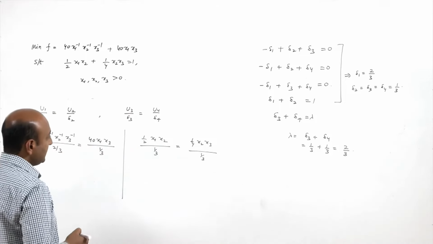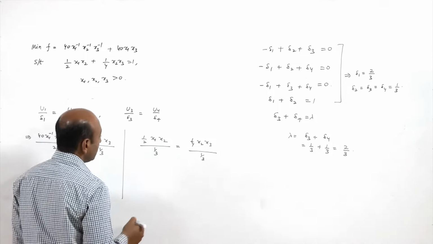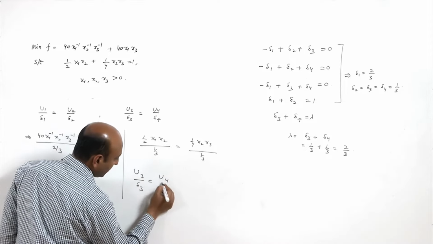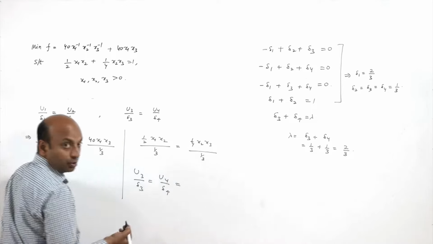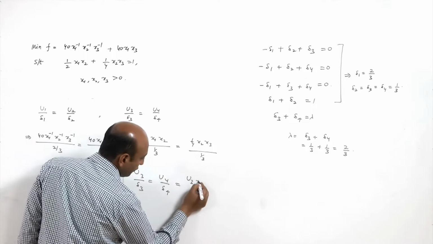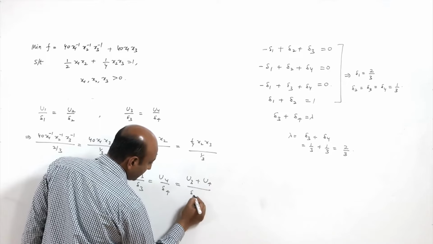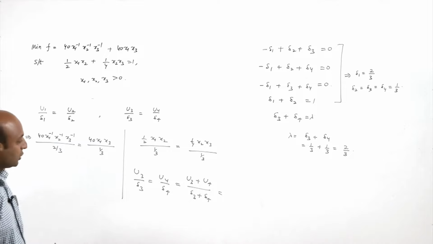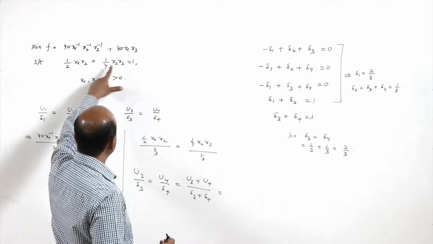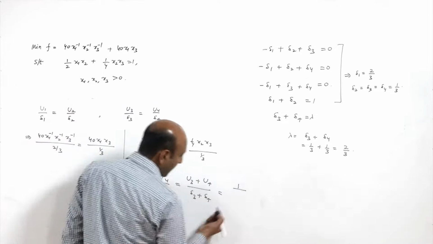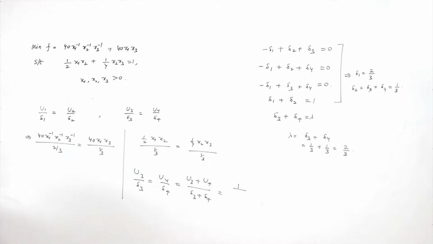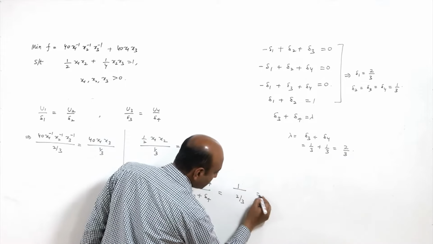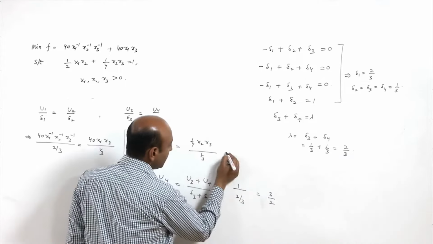Also you can easily see that if you have u3 plus delta 3 is equal to u4 upon delta 4, this is also equal to u3 plus u4 upon delta 3 plus delta 4, because these are the ratios. And u3 plus u4 is 1, and delta 3 plus delta 4 is lambda, and lambda is 2 by 3. So it is 1 divided by 2 by 3, so we can say that it is equal to 3 by 2.